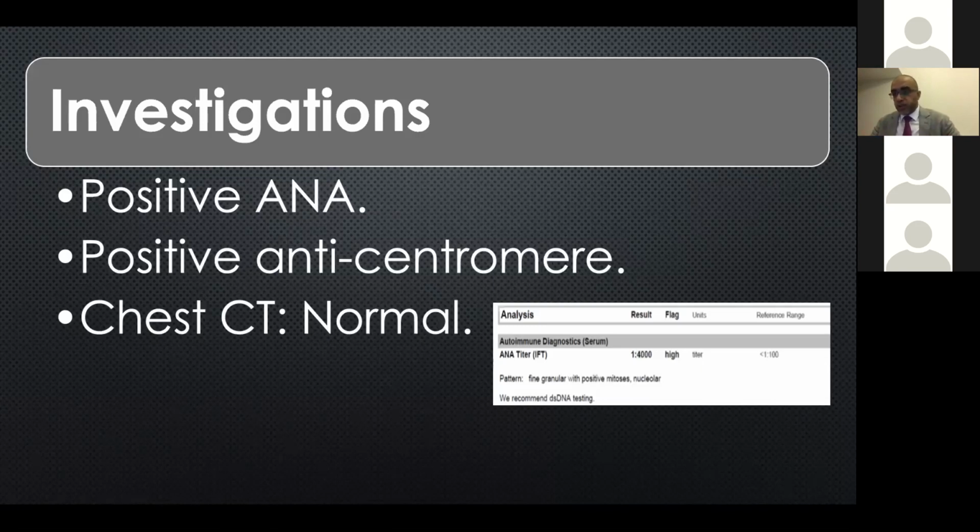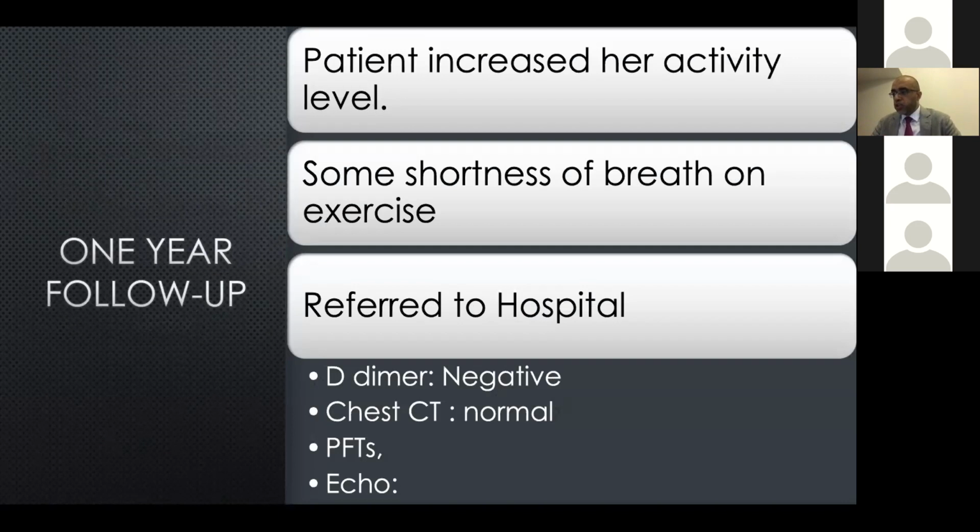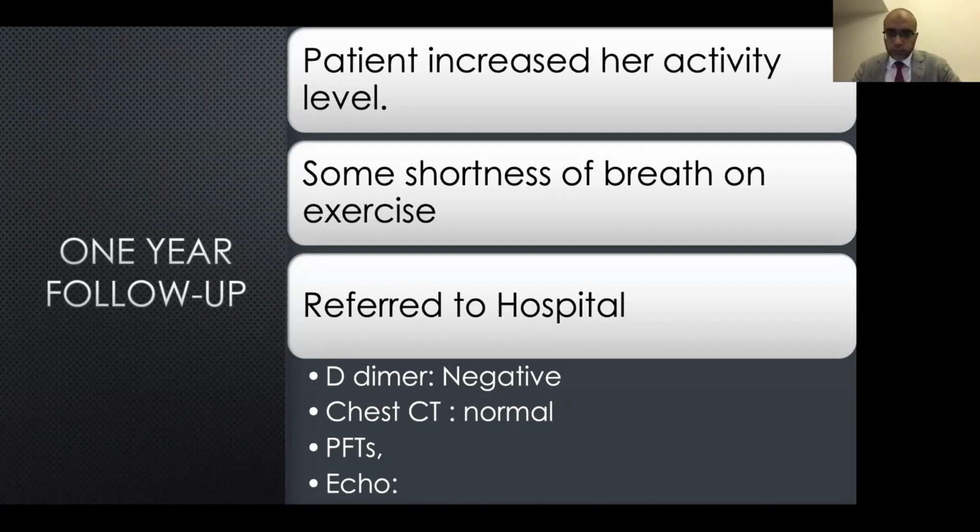But this patient after 1 year started to change her job that required from her a different physical activity level. She started to report to me some shortness of breath, especially on exercise, or when she starts to move or walk to her job every day. Again, I referred her to the hospital, the D-dimer test came negative, CT chest again normal. So I decided to send the patient to a pulmonologist and cardiologist to assess what could explain the cause of this dyspnea in this patient.